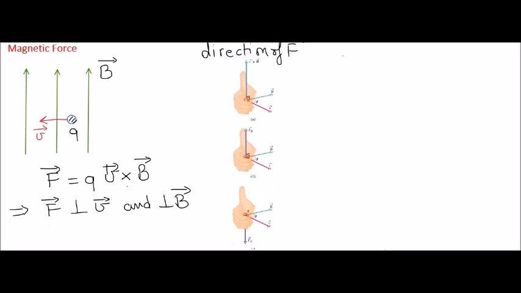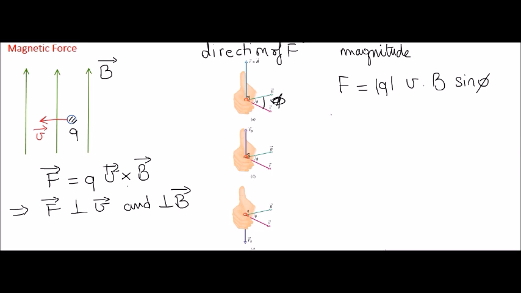Now, what about the magnitude? Well, the magnitude is given by this formula, F equals the absolute value of Q, the speed, the magnitude of the magnetic field, and the cross product will give me sine phi. What is the angle phi? It is the angle between V and B, shown here. So that's phi.